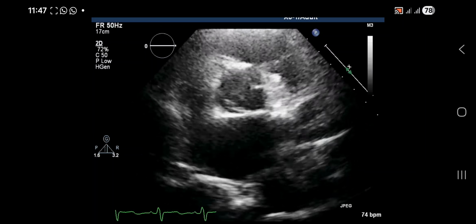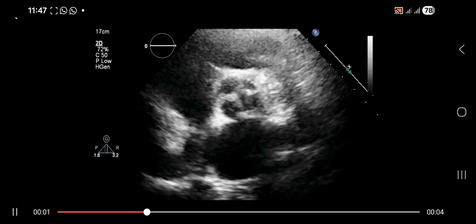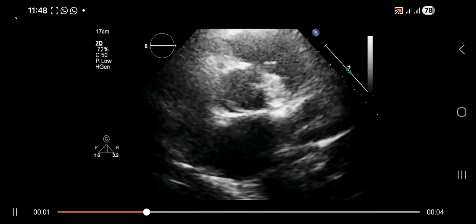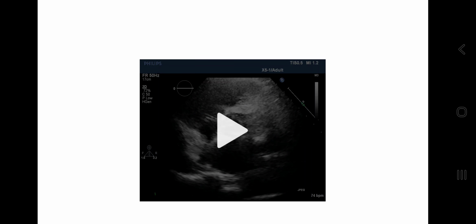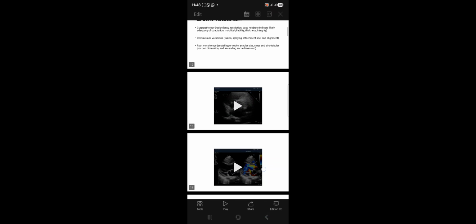This is the aortic short axis, and it shows there is restriction of the cusp. Okay, look at this. There is aortic regurgitation because of the bicuspid aortic valve.